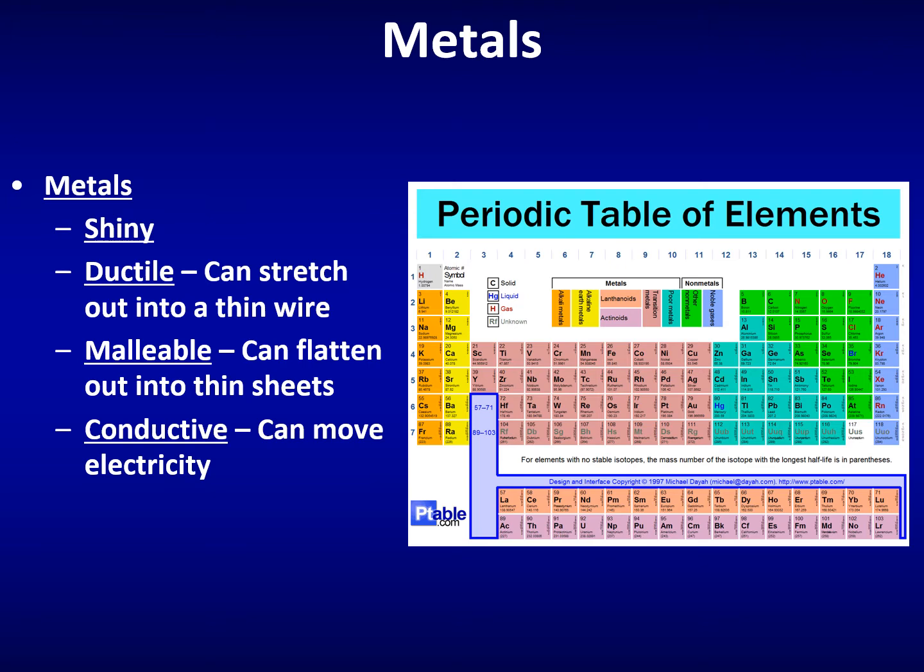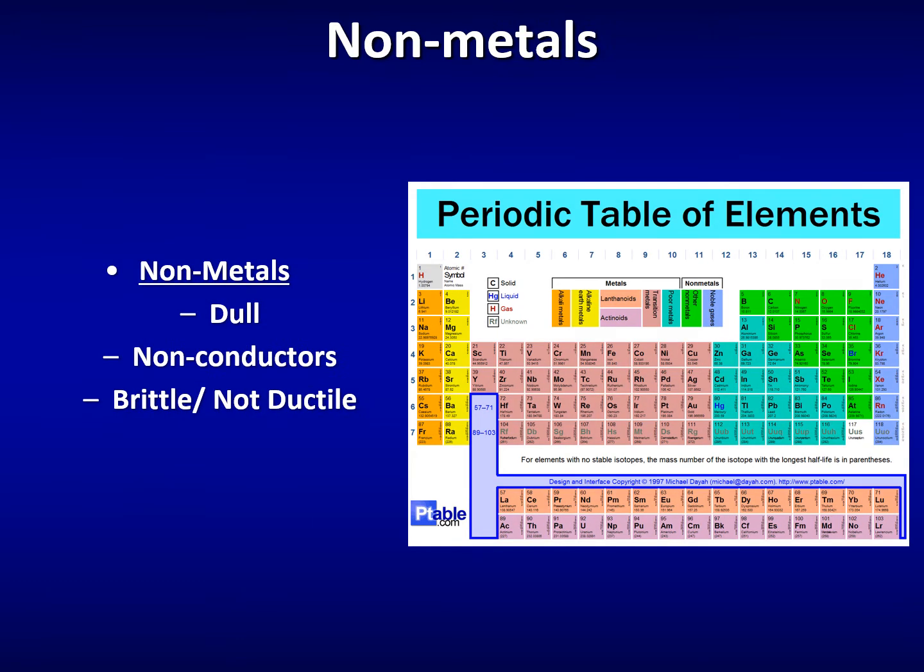They are also conductive. They can move electricity. Electrons can flow freely through them because of their internal chemical makeup. Nonmetals are typically dull. They don't conduct electricity, and they're also brittle, and they aren't able to be pounded out into any kind of thin sheets or drawn out into wires or anything.